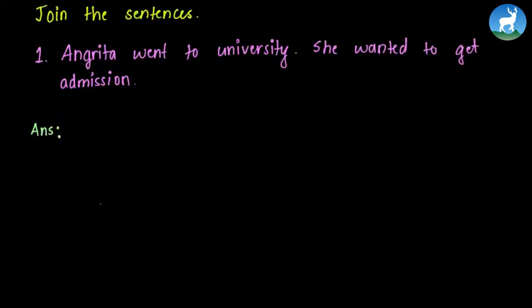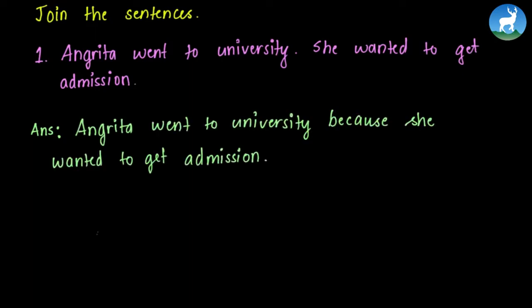Now next, we have an exercise where we need to join the pair of sentences using appropriate connectives. The sentences are, Angrita went to university, she wanted to get admission. Now these two sentences need to be joined by a reasoning connective. As we know, the reason behind Angrita going to the university is her want to get an admission there. So we can say, Angrita went to university because she wanted to get admission. So in this sentence, because is the reasoning connective.